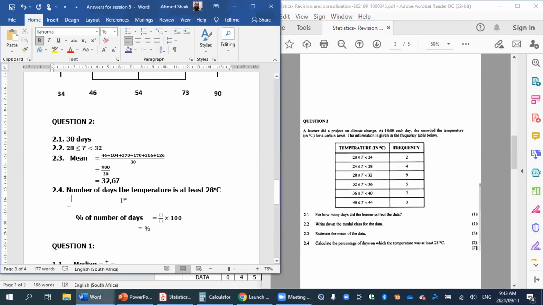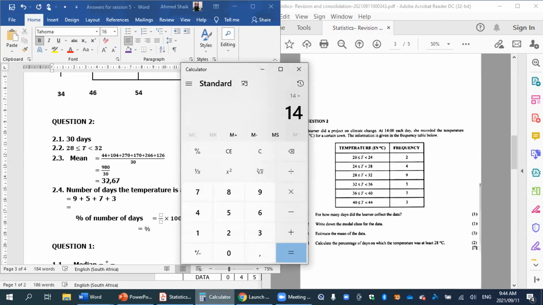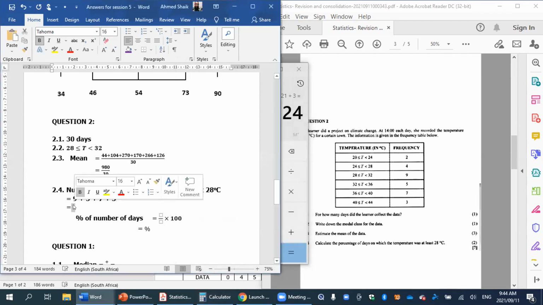So our calculation is basically going to be 9 plus 5 plus 7 plus 3. And let's calculate that. 9 plus 5 plus 7 plus 3. And that tells us that we have 24 days which had a temperature of at least 28 degrees Celsius.